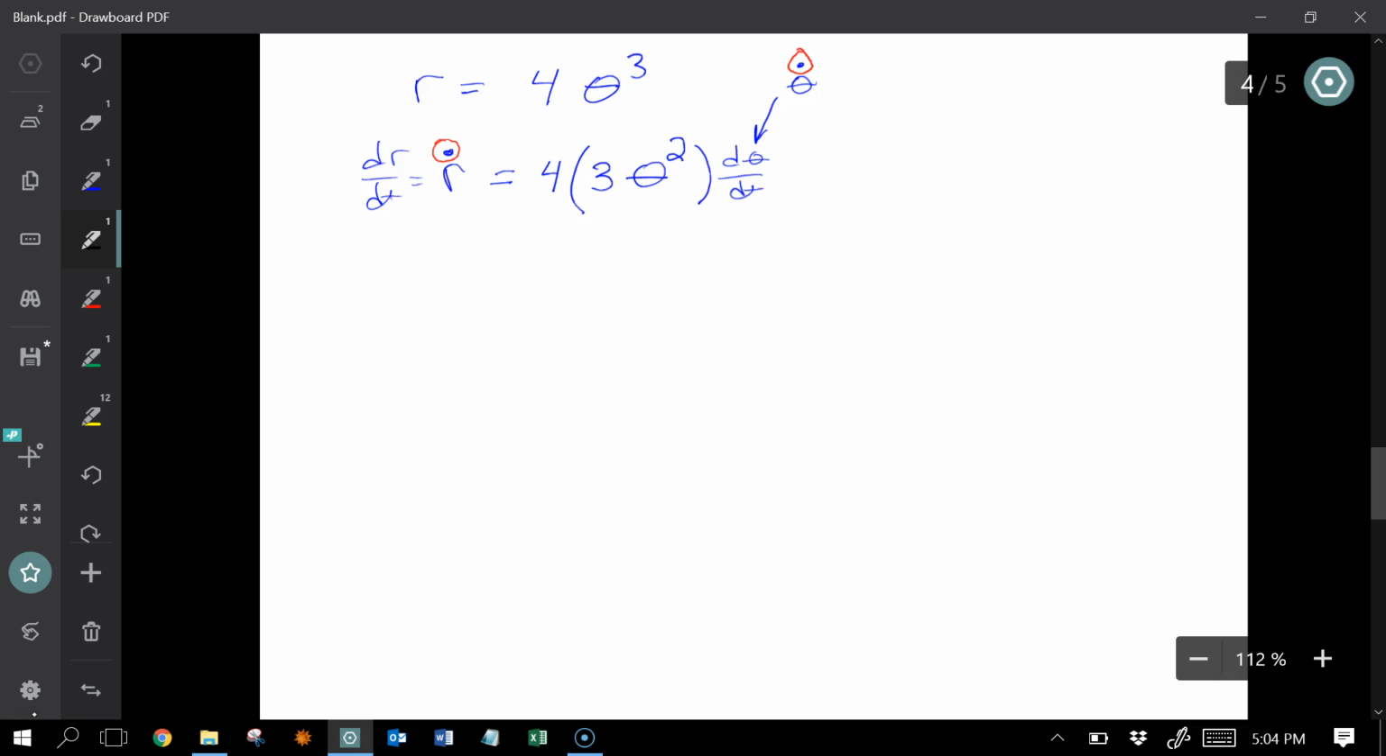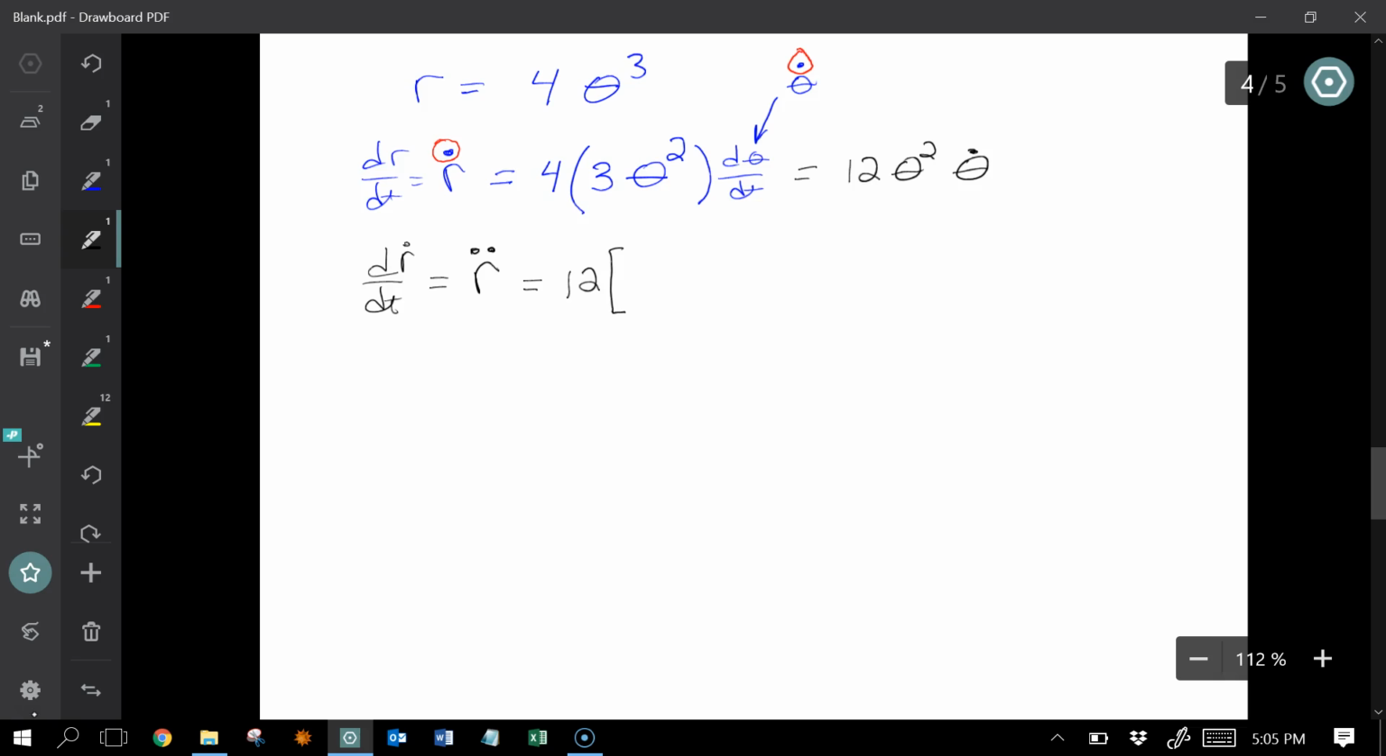Okay, so now suppose I want to take the time derivative of r dot. That is going to be equal to r double dot. Okay, so now what I have over here, let me just simplify this. This is going to be 12 theta squared theta dot. Okay, so over here it's a constant times a product. So to take the derivative of that, you bring the constant out, and now you have a product.